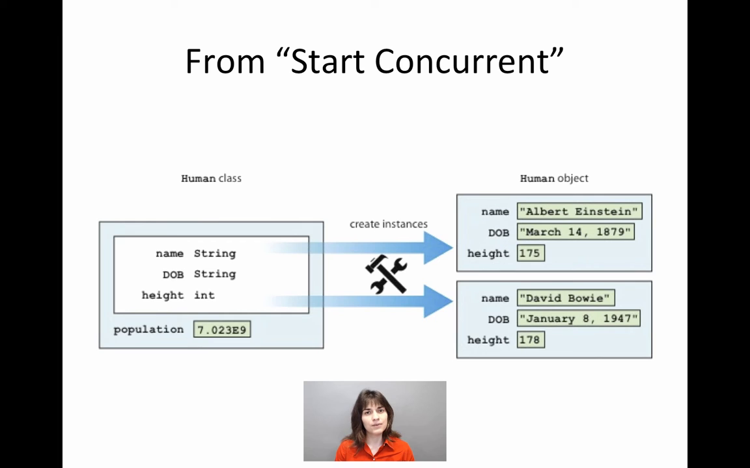Each of the instance variables, of course, has its own type. The name and the date of birth are strings, the height is an integer, an int. As you see on the diagram, every time we create a new human object, it will have its own values for the instance variables and its own copies for the instance variables, the name, the date of birth, and the height. In this example, we have an Albert Einstein object and a David Bowie object.